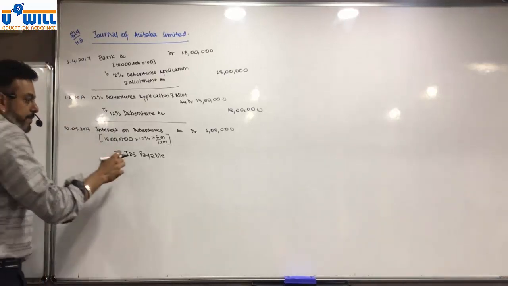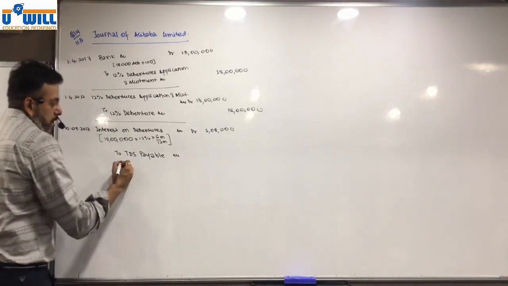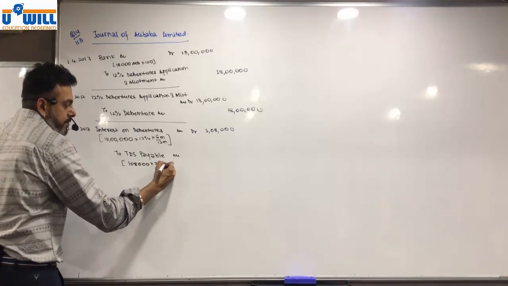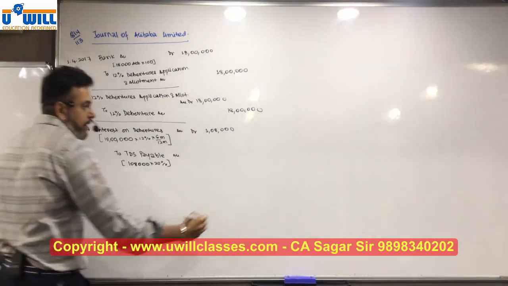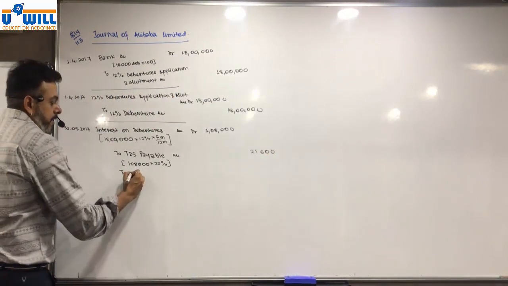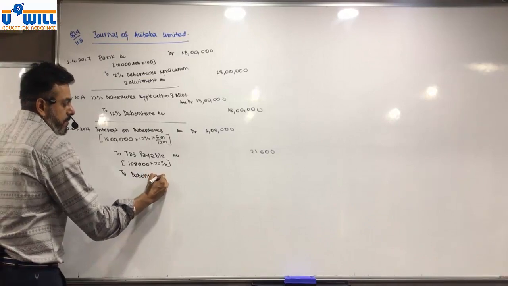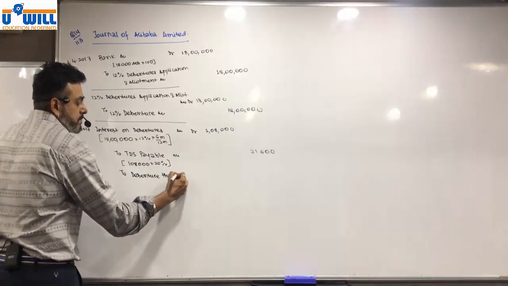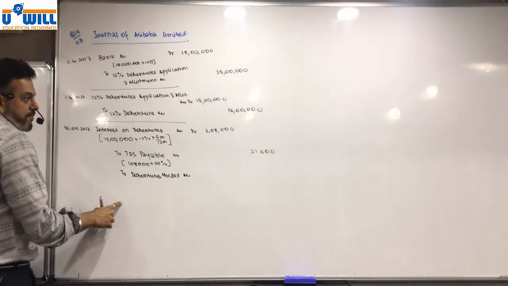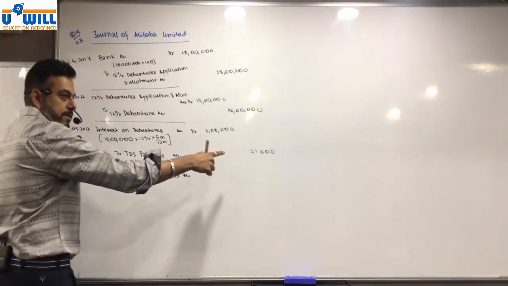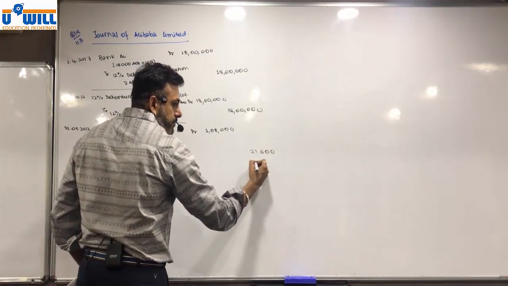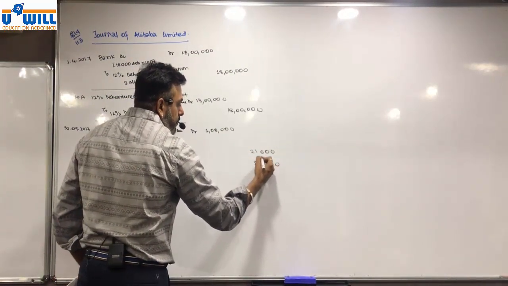Okay, now to TDS payable account, how much is the tax? 1,08,000 pay, 20%, 21,600. And to debenture holders account. How much we have to pay now? Net of this, 1,08,000 minus 21,600. How much? 86,400.